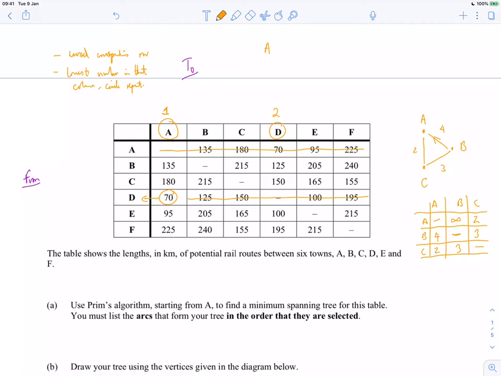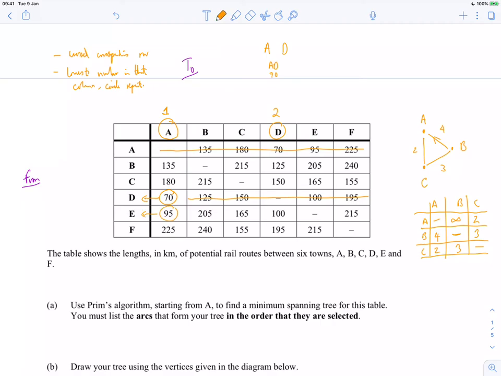So what did I do? I started at A, and the next node I considered was A to D, which was worth 70. D was the second one. And now I have to find the smallest number of all the remaining ones in the A and D column. Well, the smallest out of those numbers seems to be 95. So I circle the 95.